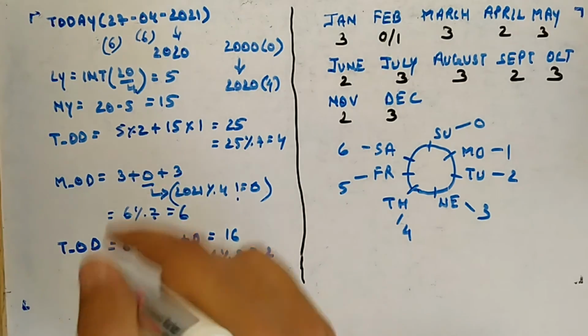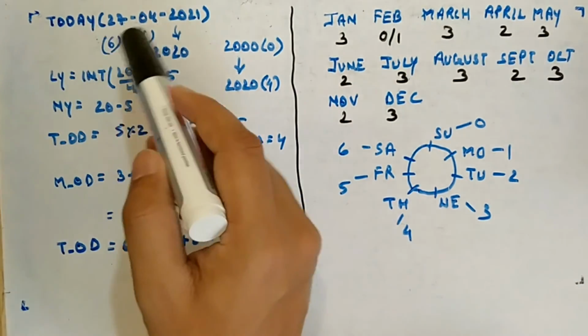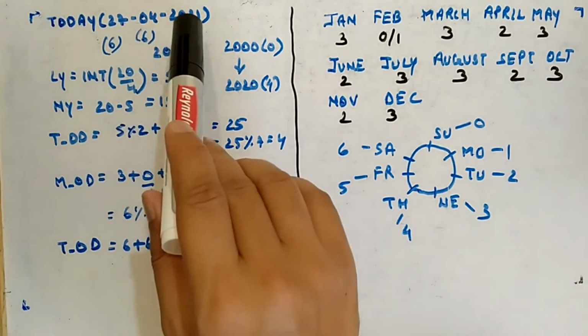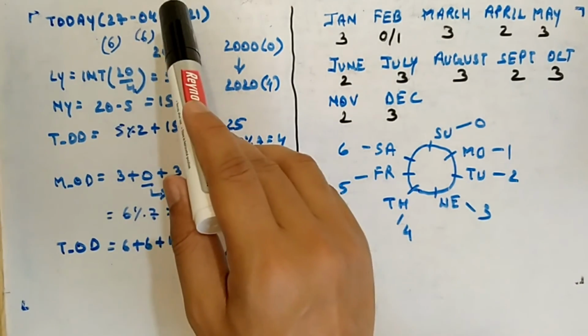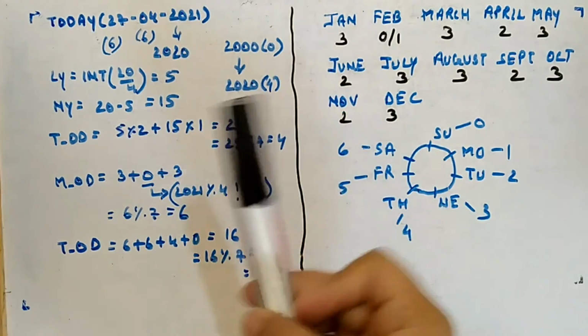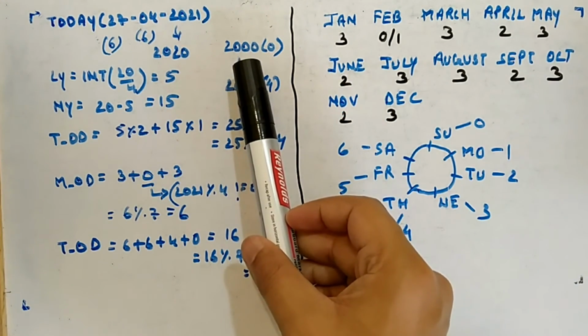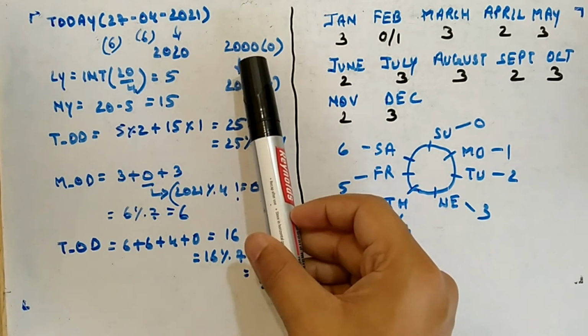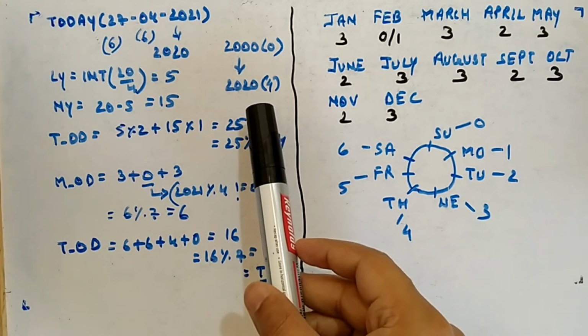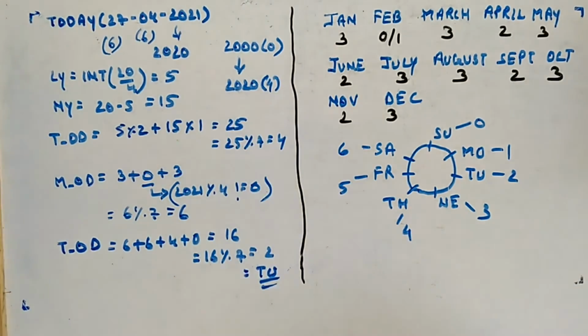Okay, let's look at the final example, which is today. So when I am shooting this, it is 27th April 2021. So let's calculate the day of this. So 2021 means we have to go till 2020. The closest century year which will give 0 odd days will be 2000. So from 2000 to 2020, how many odd days will be there? 4 odd days will be there.